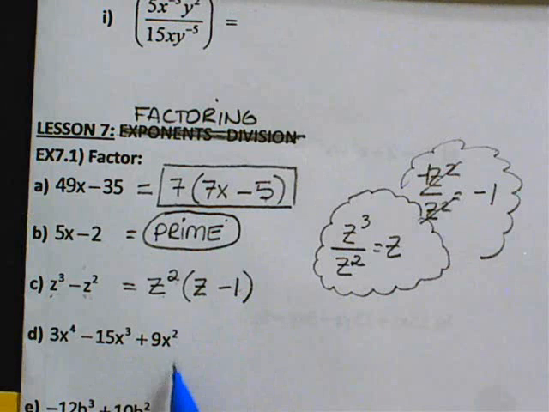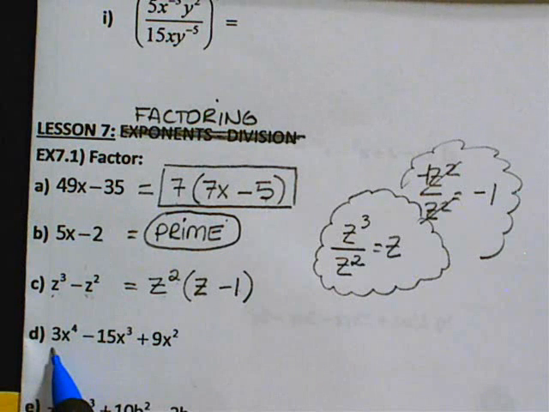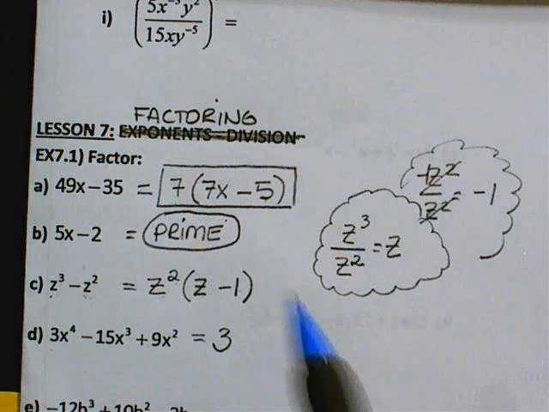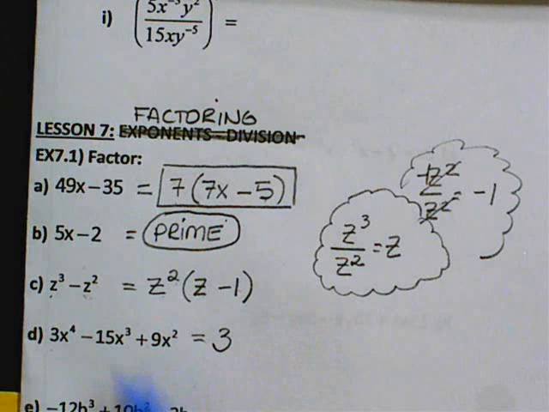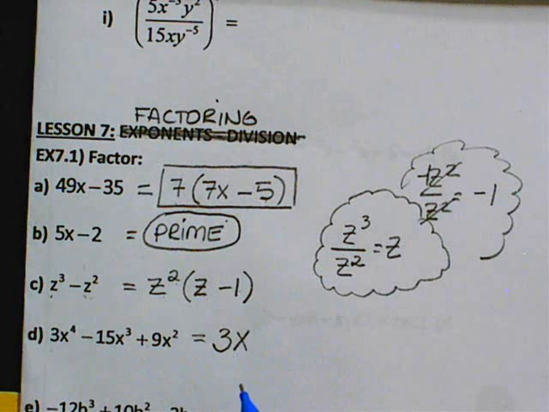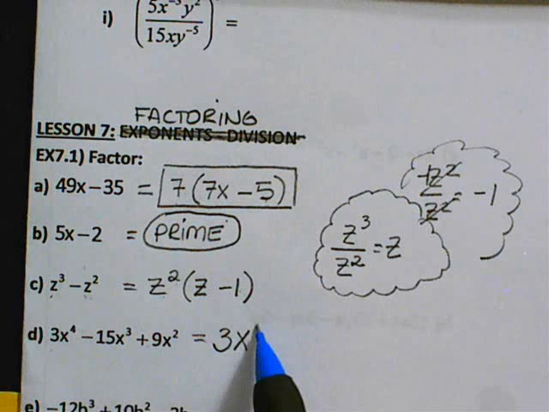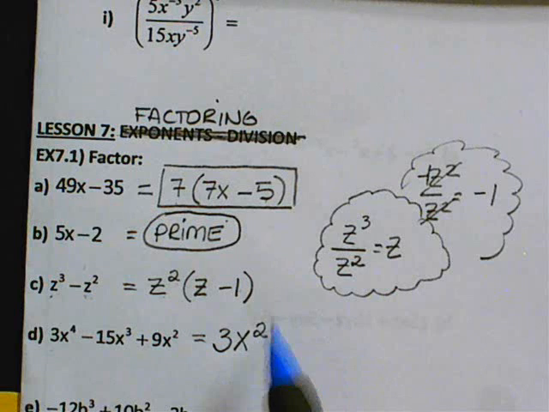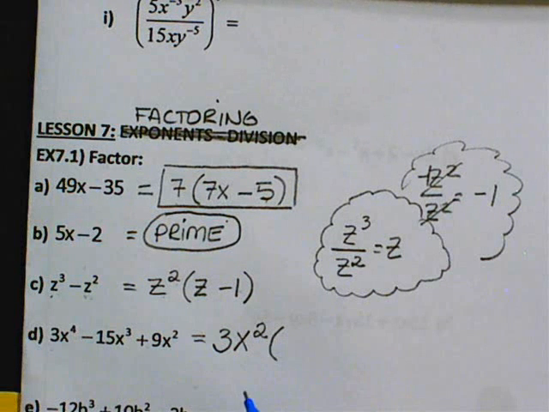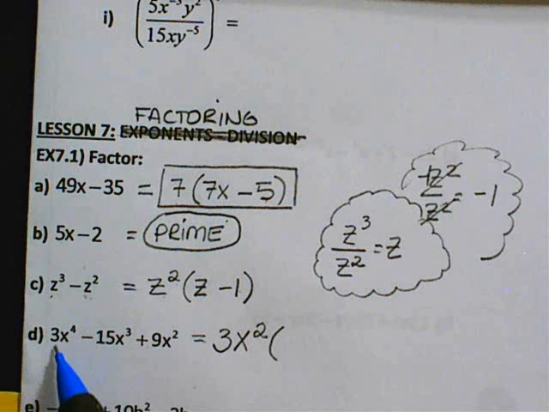What can I factor from 3, 15, and 9? The answer would be 3. Can I factor out an x? Yes, I can, because the x occurs in every term. Well, how many x's can I factor? Look for the smallest exponent. Smallest exponent is a 2. Once you decide what you're going to factor, go ahead and open your parentheses. Now do the division. 3 divided by 3 is 1.